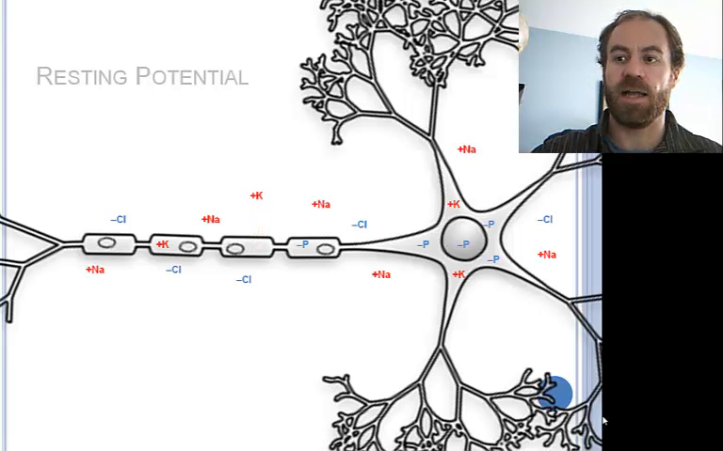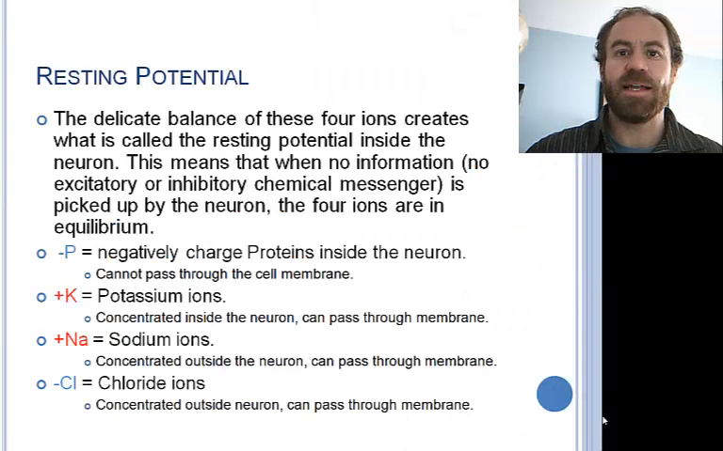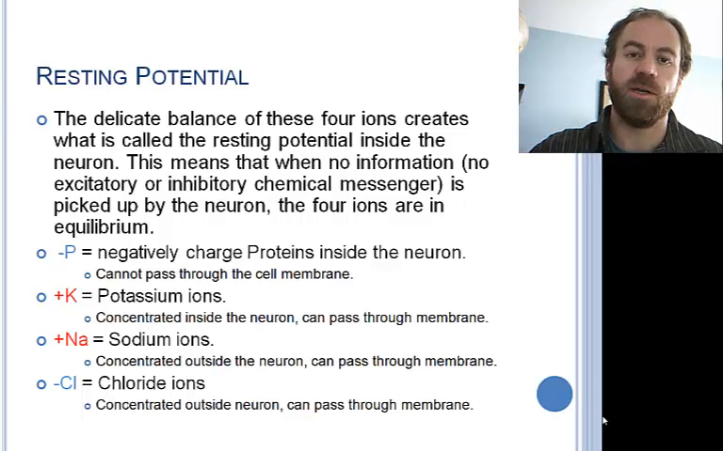This is analogous to the treasury box in that adding and subtracting these ions will influence the net value, or the potential, within the cell. And as with the treasury box, if that potential becomes positive enough and the threshold value is met, then a major event occurs. So this delicate balance of these four ions creates what is called the resting potential inside the neuron.